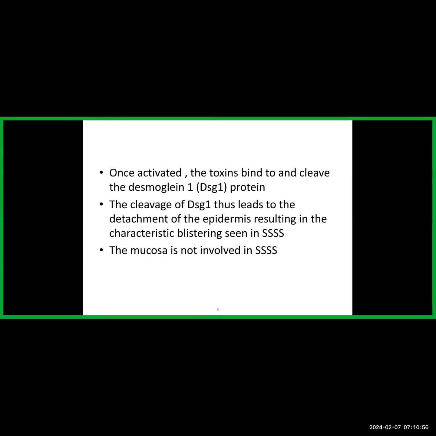Once activated, these toxins bind and cleave desmoglein 1, which constitutes the cytoskeletal protein of the skin in the epidermis. The cleavage of the desmoglein 1 thus leads to detachment of the epidermis, resulting in the characteristic scalding seen in staphylococcal scalded skin syndrome. The mucosa is not involved in staphylococcal scalded skin syndrome. Some literature has said that it is never involved.